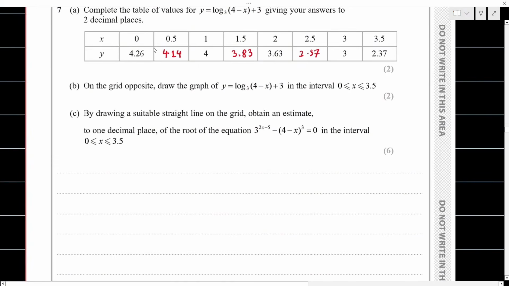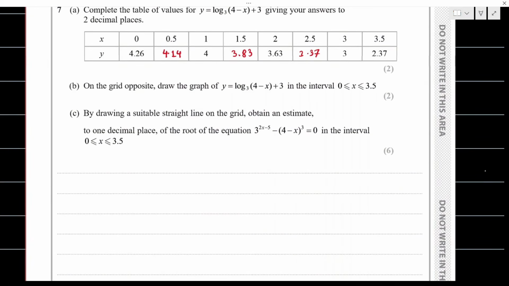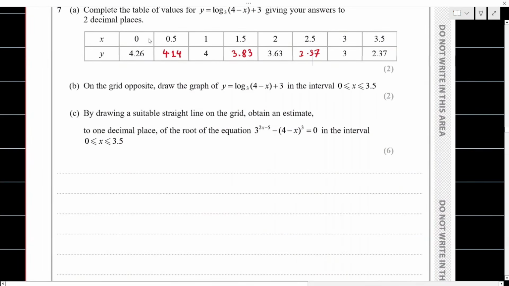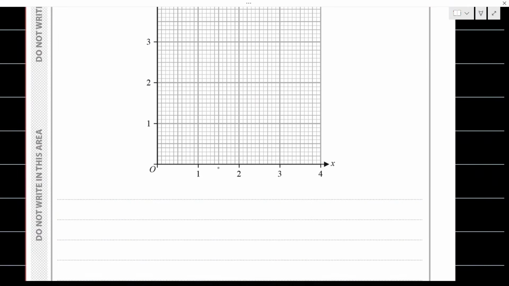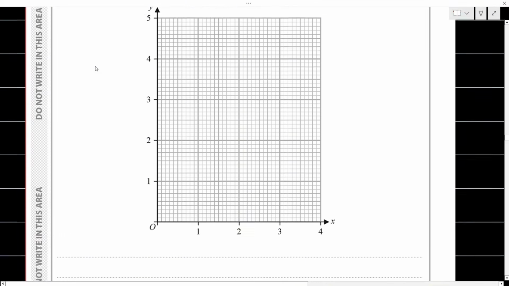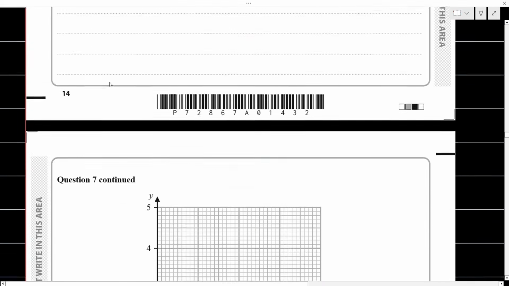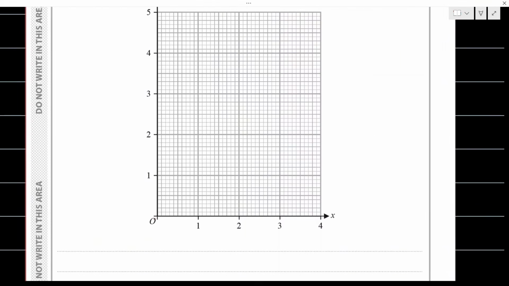So I can start plotting. The first coordinate is 0, 4.26. So x is equal to 0 and y is equal to 4.26. We can see that there are 10 boxes between 5 and 4, so each box represents 0.1 units. So 4.26 would be here.